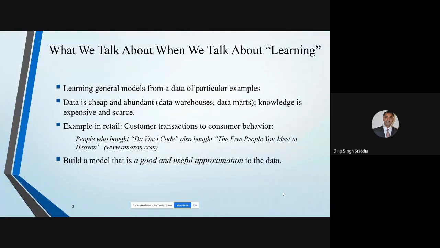What we talk about when we talk about learning is learning general models from the data of particular examples. First we will collect the data of particular examples, and this data is used to prepare a model, and then we generalize the behavior of this model.